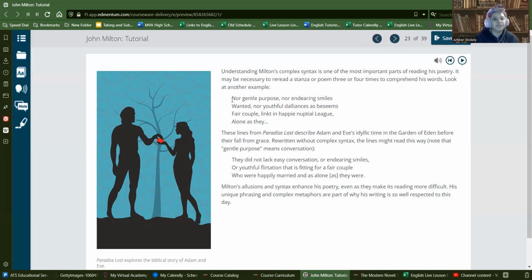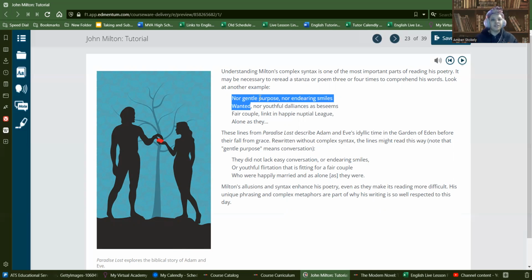actually, I think this is easier if you continue on to the next line. So "nor gentle purpose, nor endearing smiles wanted." So when you want something, that means that you desire something. There's something you're missing that you want. So by saying "nor gentle purpose, nor endearing smiles wanted," what they're telling you in that section is that they did not want, gentle purpose is like easy conversation or interaction. So they were not in need or not wanting endearing smiles, that sort of easy conversation, that good company.